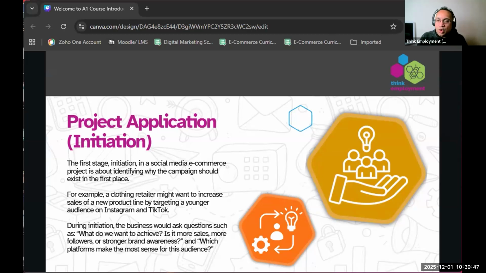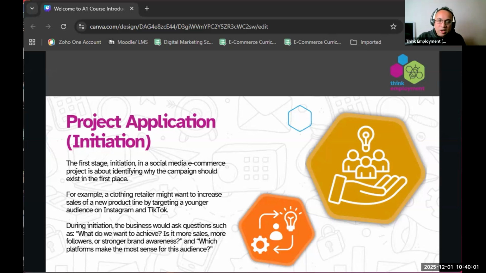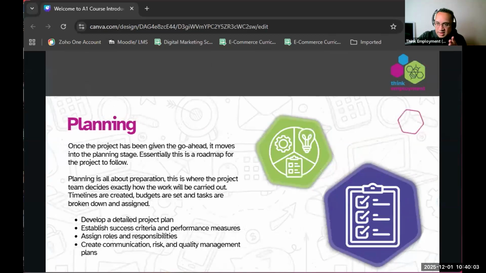So it's kind of common knowledge now, but if it wasn't, they would have to do research to understand what's the best platform. And this is right at the beginning, when you're basically structuring that campaign. So now you go into the planning stage. This is the next phase of your project management. The planning phase is where you're actually now going ahead with it.